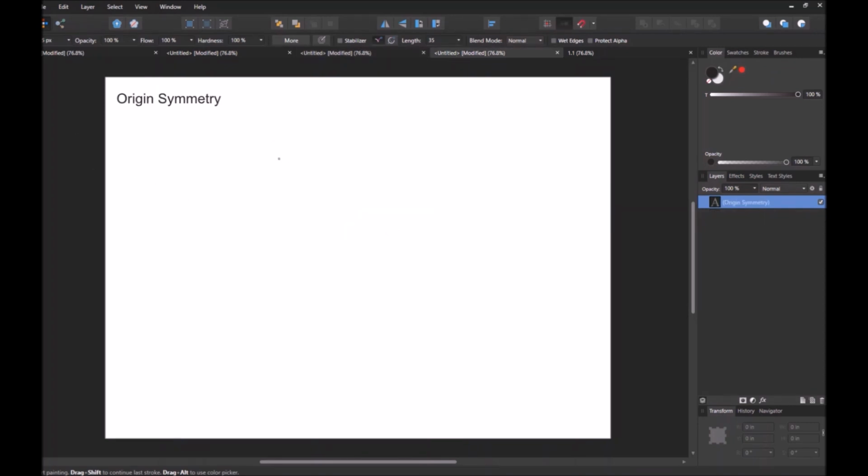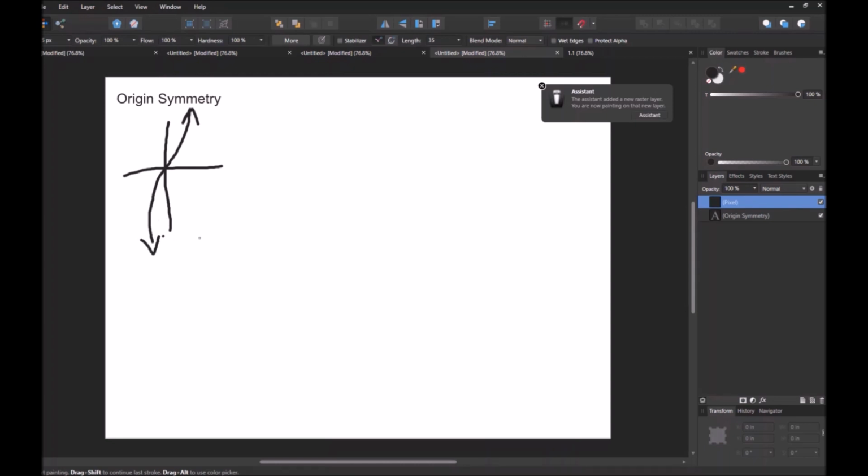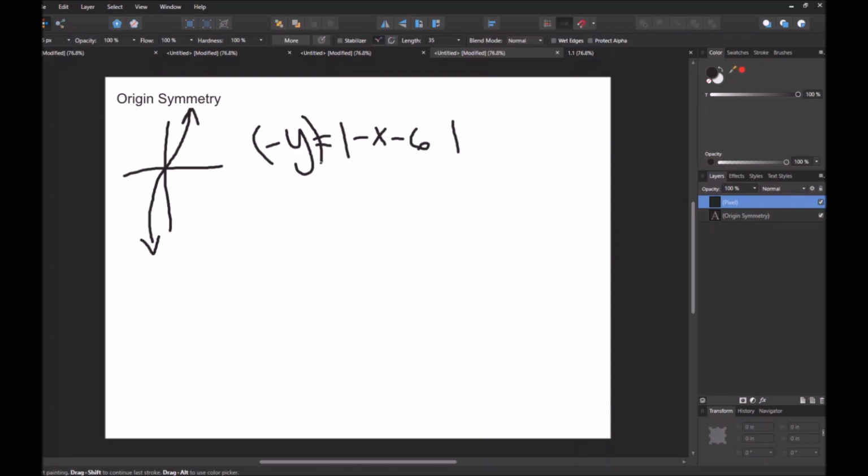So then we go to the origin symmetry, and this is the one where it looks like a cubic function like this, and this is the one where we plug in negative y for y and negative x for x and solve the equation to see if it's the same. So we're going to end up having negative y equals the absolute value of negative x minus 6. And in order to get this y by itself, we have to multiply both sides by negative 1.